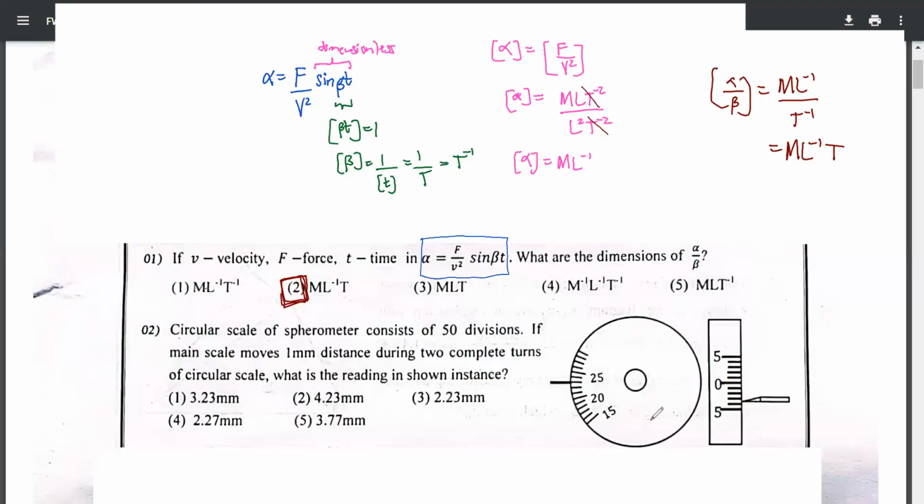So in here, first and foremost, we have to check where the circular disk is. You can see the circular disk is below main scale 0, and it just passed who? 1, 2, 3. It has just passed 3. So when you find the reading, it is equal to 3 plus something.